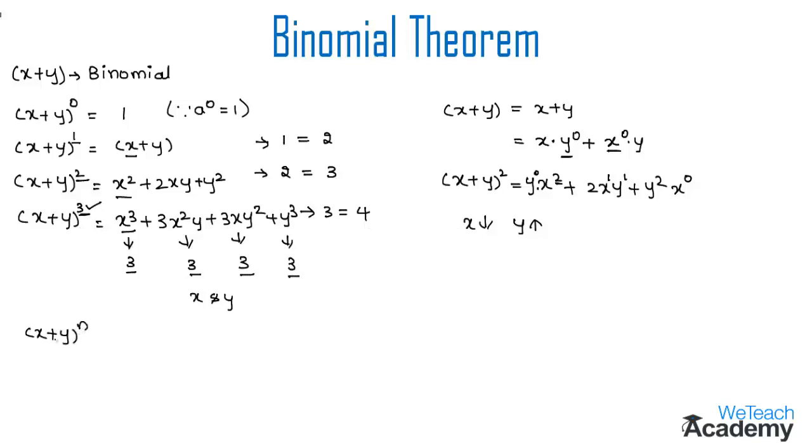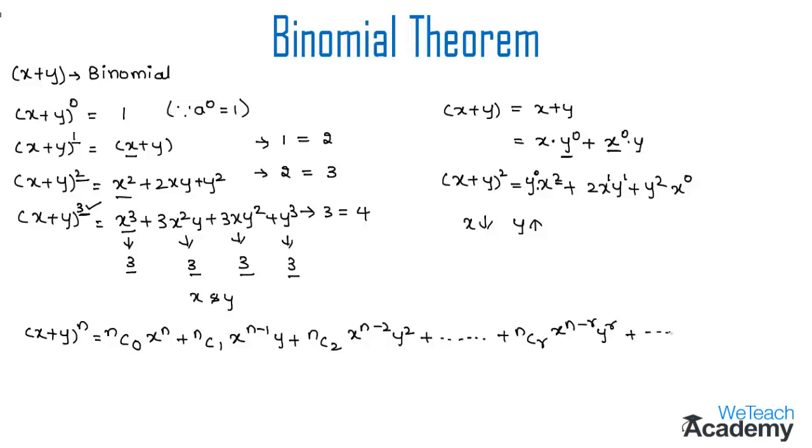So in order to overcome this difficulty, there is a general formula to find the expansion of x plus y whole power n, which is given by nC0 into x power n plus nC1 x power n minus 1 into y plus nC2 x power n minus 2 into y square plus so on plus nCr into x power n minus r into y power r plus so on plus nCn into y power n. So here nC0, nC1, nC2, so on, nCr, so on, nCn are called the binomial coefficients.